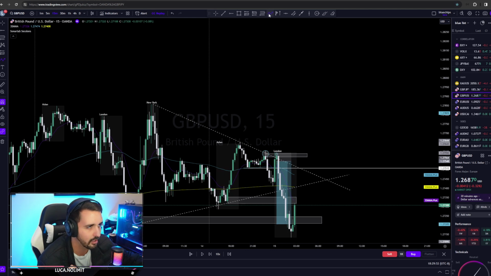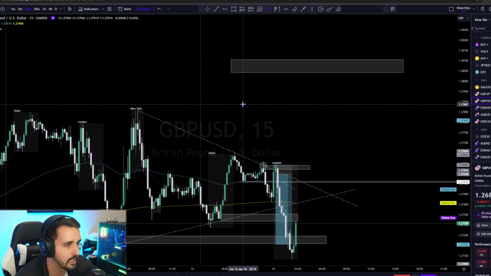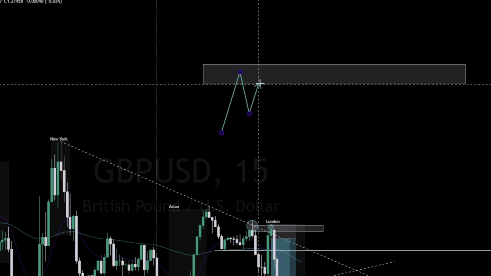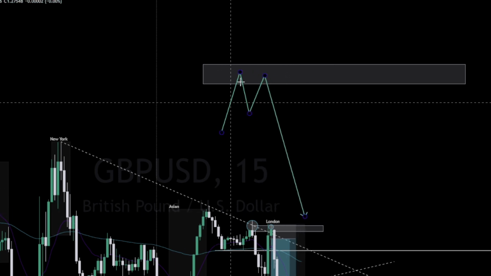If you don't know what I'm talking about, if this is the zone right here, instead of just waiting for price to come up and trying to take the first rejection, you wait for it to come up and actually reject this high so that you can get in once it forms this to then continue lower, which then just looks like an M.